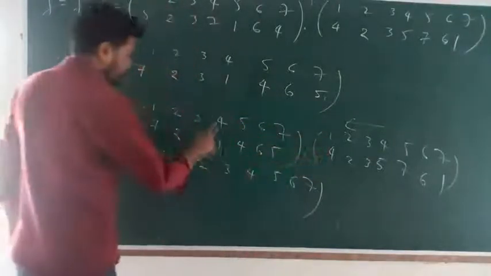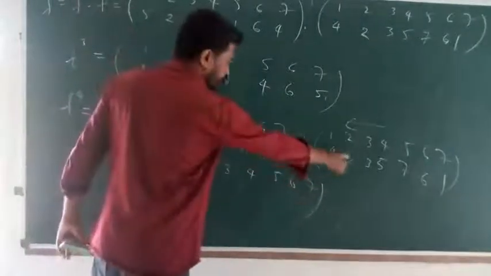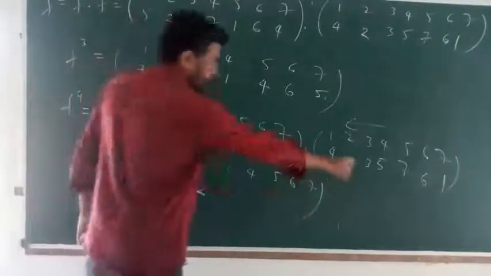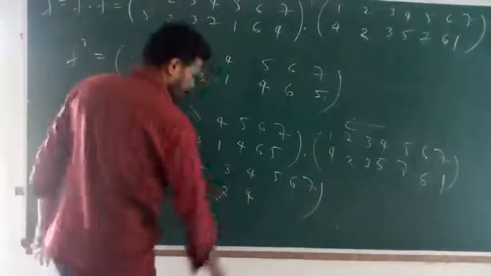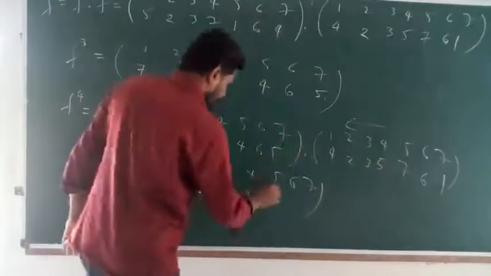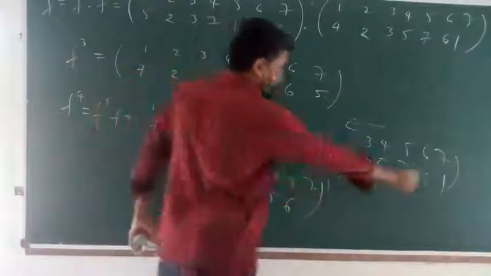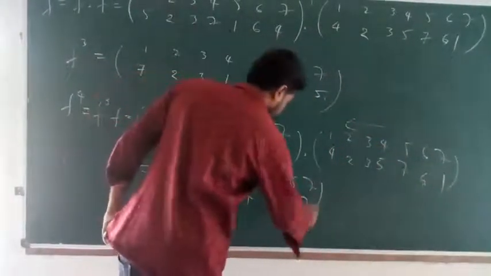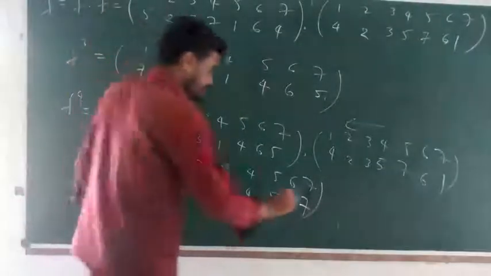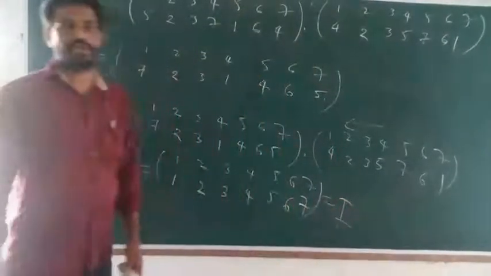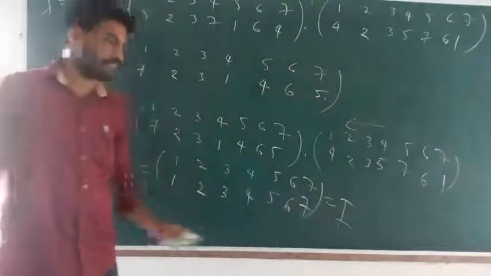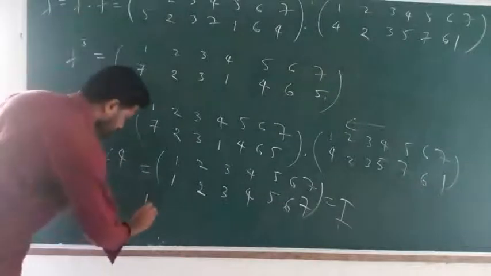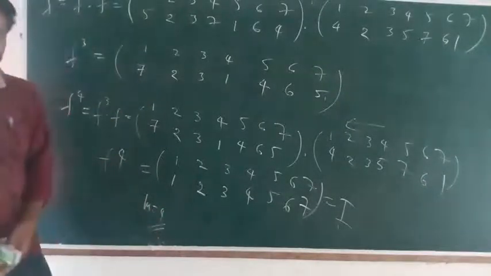1 maps to 4, 4 maps to 1, 2 maps to 2, 2 maps to 2, 3 maps to 3, 3 maps to 3, 4 maps to 5, 5 maps to 4, 5 maps to 7, 7 maps to 5, 6 maps to 6, 6 maps to 6, 7 maps to 1, 1 maps to 7. So this is the identity permutation. Stop this process. What happened is F power of 4 is equal to I. So what is the M value? M is equal to 4. So what is the order of the permutation? That is 4.